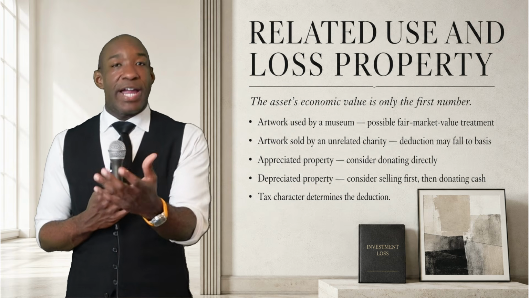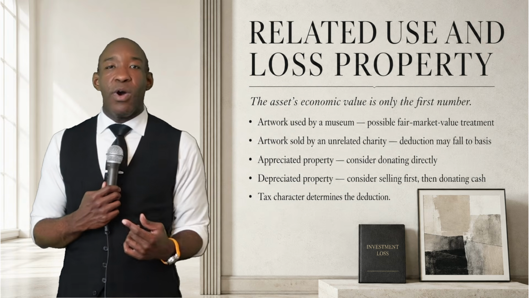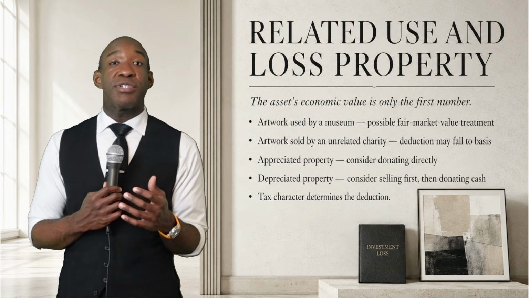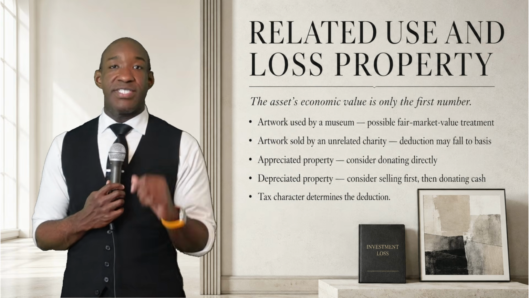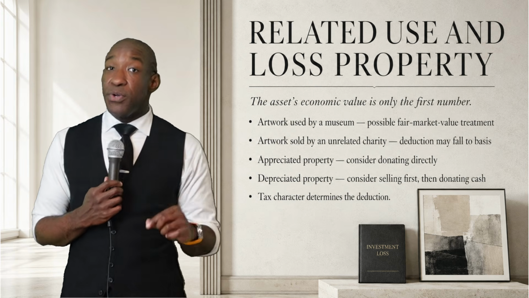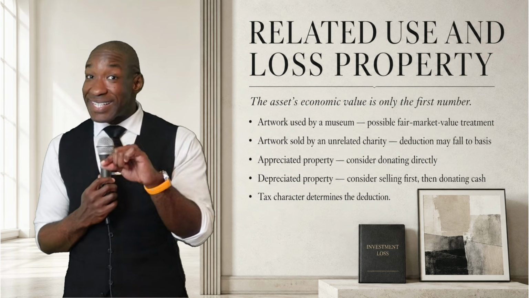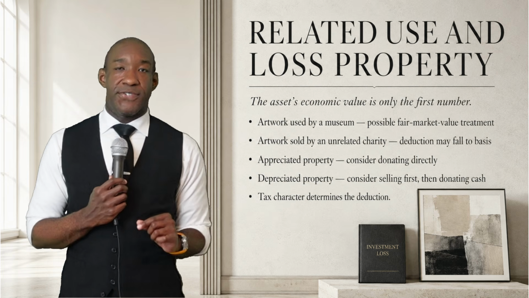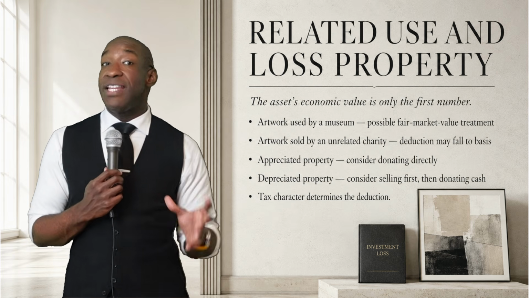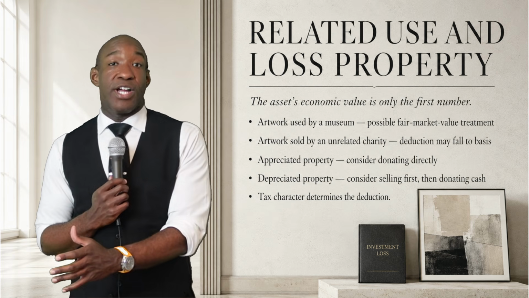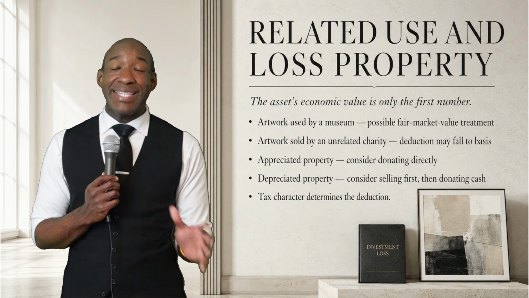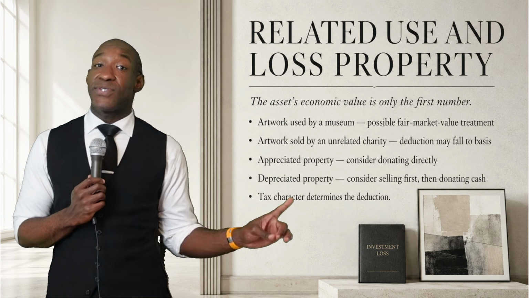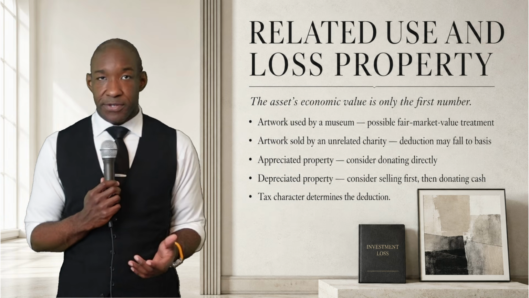Let's compare 4 assets. Asset 1 is publicly traded stock held 3 years, worth $100,000, basis $20,000. Asset 2 is publicly traded stock held 6 months, worth $100,000, basis $80,000. Asset 3 is inventory worth $100,000, basis $60,000. Asset 4 is stock worth $60,000, basis $100,000.